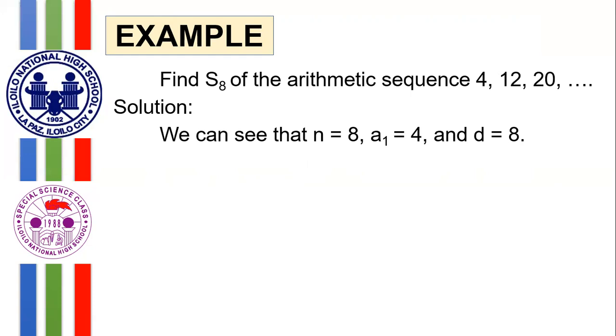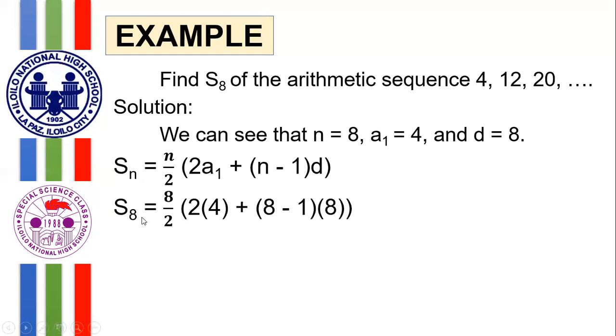Since the common difference is given, it's better to use the longer version of the formula, which is this one, by the way. S sub n equals n all over 2 times the quantity 2a sub 1 plus n minus 1 times d. Replacing all n's by 8 and substituting the value of a sub 1 and d, we have S sub 8 equals 8 over 2 multiplied by 2 times 4 plus 8 minus 1 times 8. I hope you got this so far.